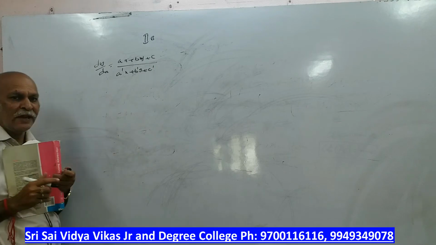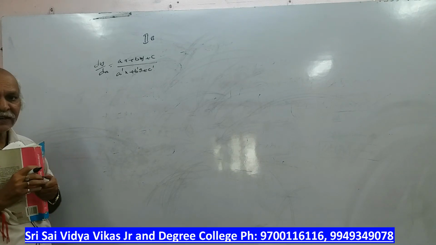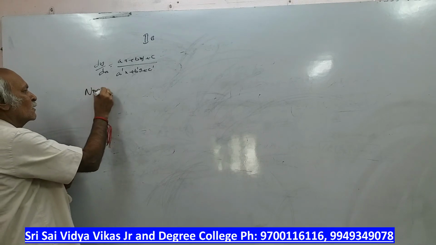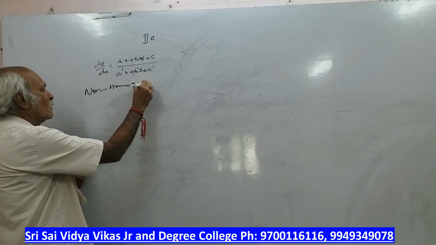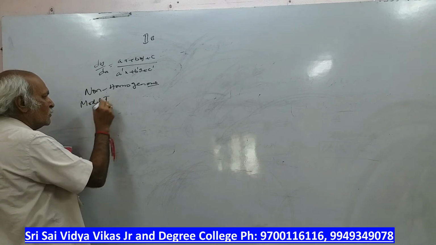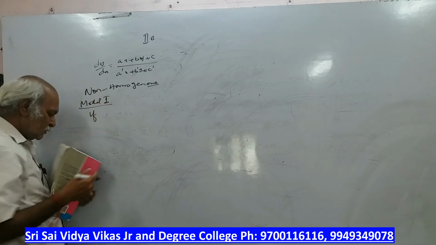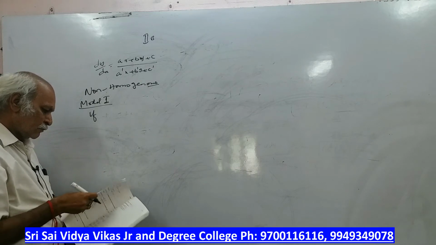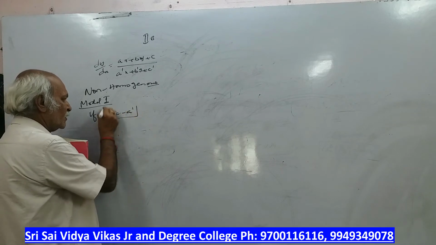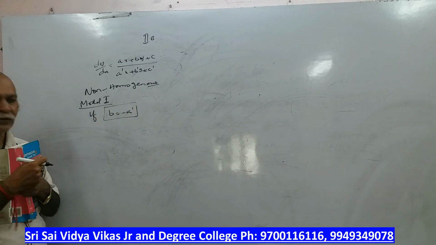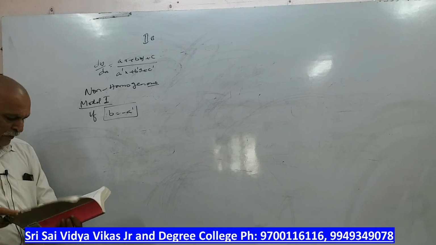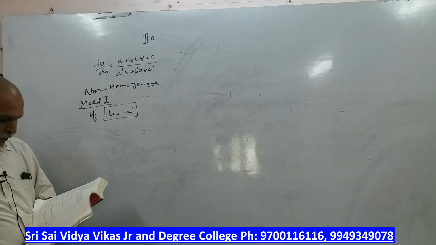If it is in the form of ax plus by plus c by a dash x plus b dash y plus c dash, then it is called non-homogeneous. Okay, first model. Model 1: if b is equal to minus a dash, and we have to solve this equation. What is model 1? Understand here, that is model 1. I will do one problem, then you will understand. So this is the first model. Now I am just doing one problem.